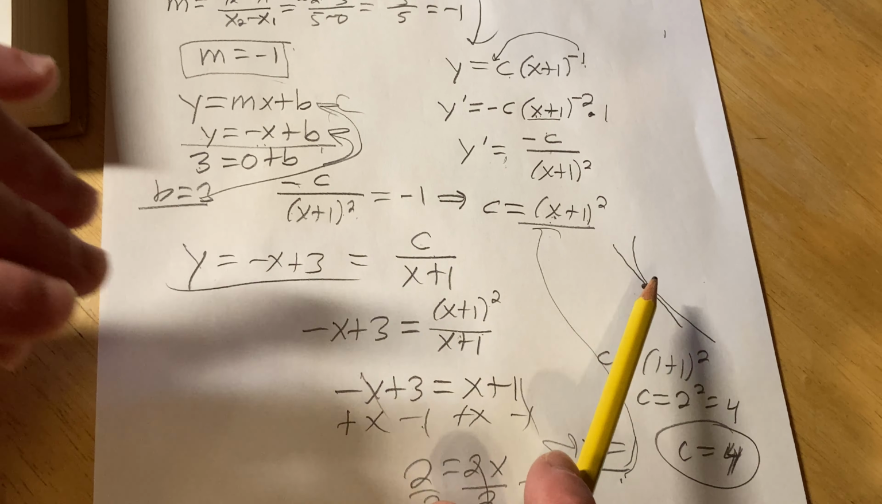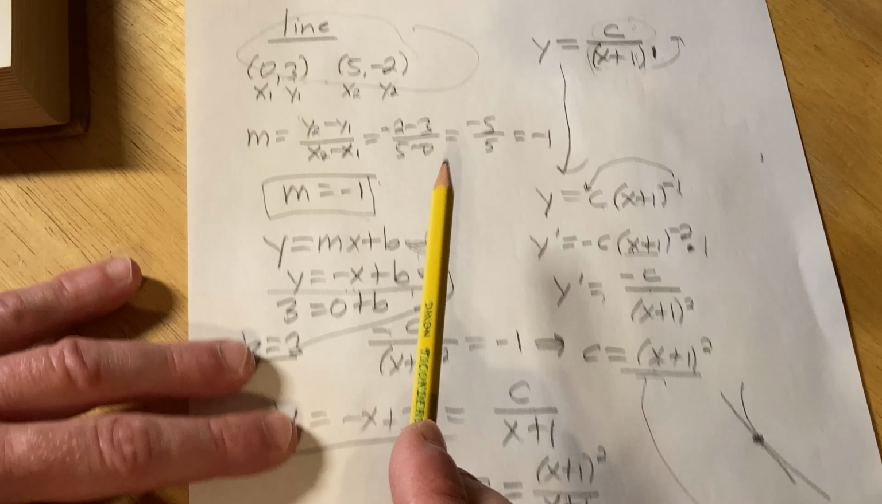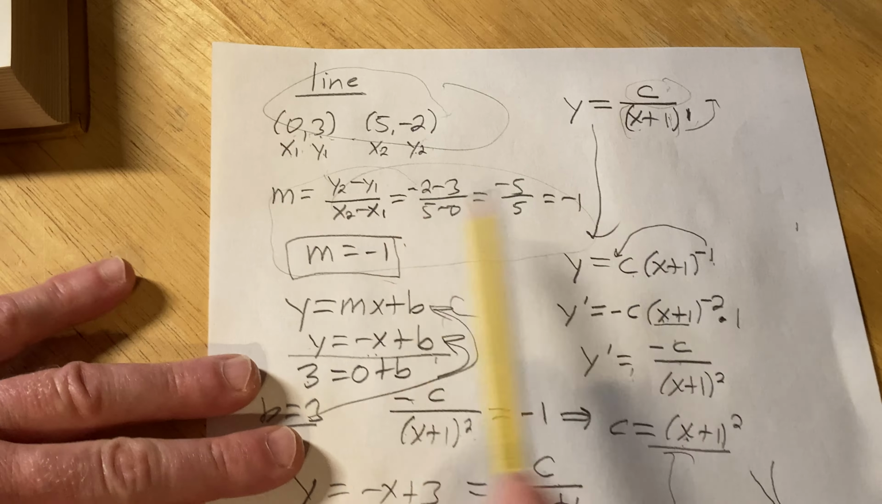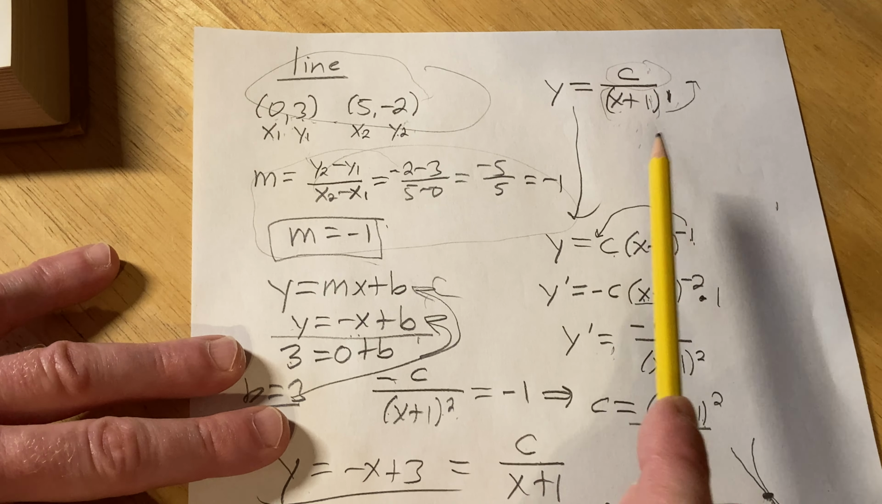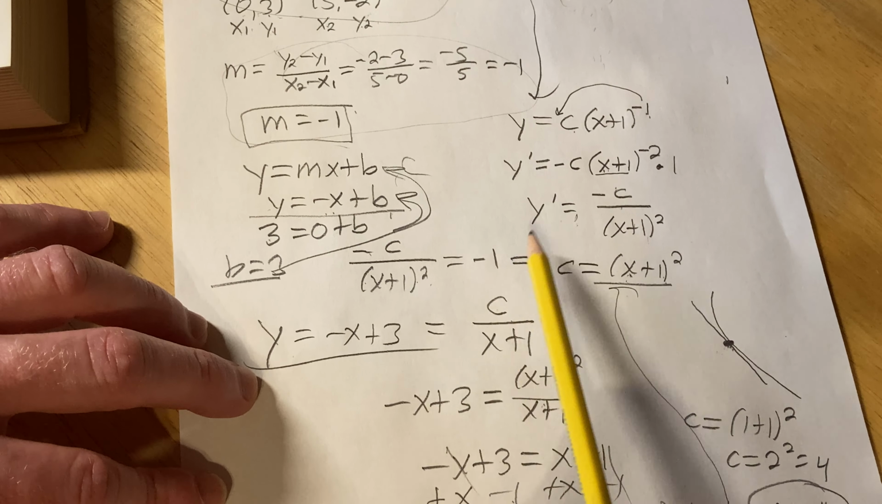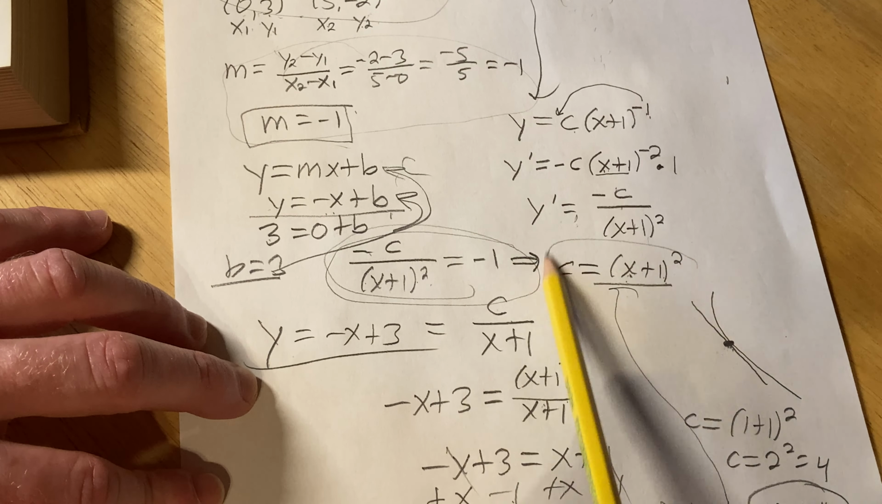1, they share a point. 2, their slopes are the same. We started by finding the slope. The slope of a line was found using our basic formula. The slope of this function was found using calculus, right? So we took the derivative and we set it equal to the slope of a line. That was here, and we ended up with this.